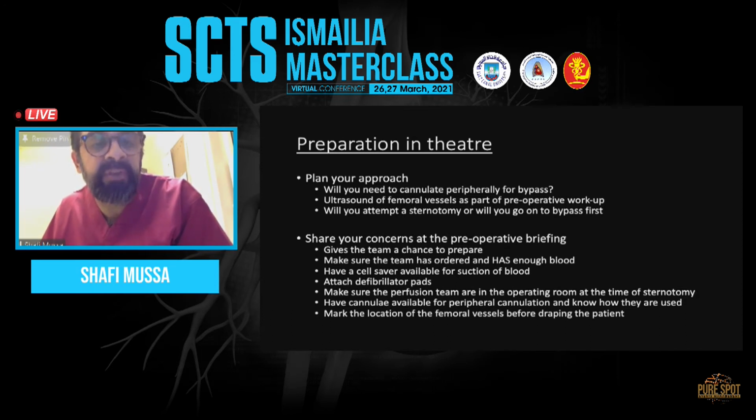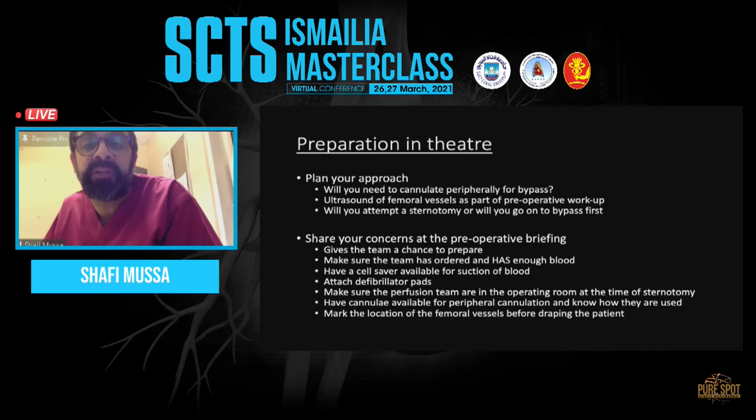tissue surrounding the heart. It's important to make sure that the perfusion team are in the operating room at the time of sternotomy, and that they have the relevant cannulae available for peripheral cannulation, and that you know how those cannulae are used, so that in that kind of dire situation where you've got torrential hemorrhage, you're in a position whereby you can be in control and you can get onto bypass peripherally without worrying about how to insert the cannula.